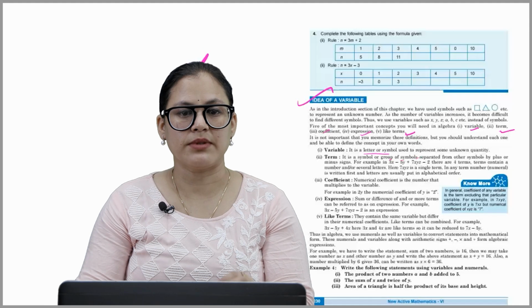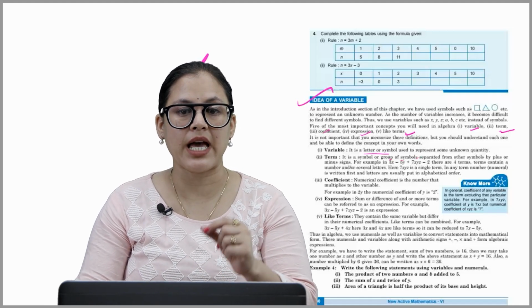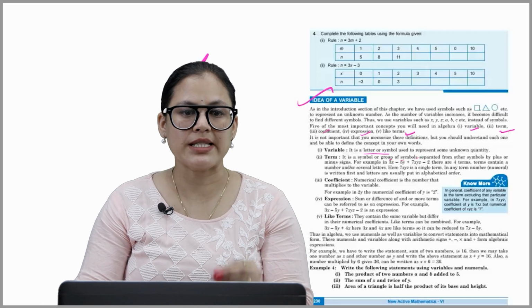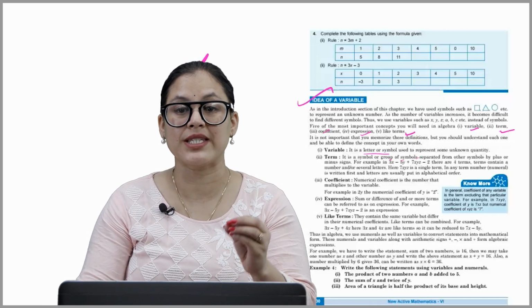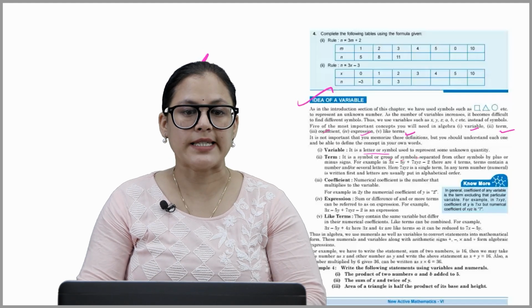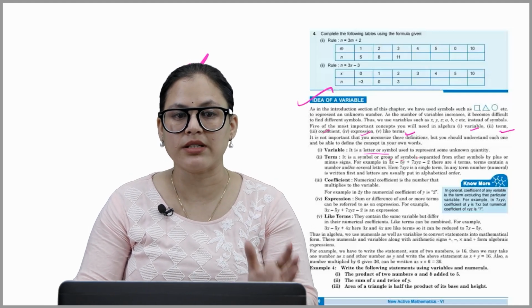5, like terms. They contain the same variable but differ in their numerical coefficients. Like terms can be combined. For example, 3x minus 5y plus 4x, here 3x and 4x are like terms, so it can be reduced to 7x minus 5y. Thus, in algebra, we use numerals as well as variables to convert statements into mathematical form.